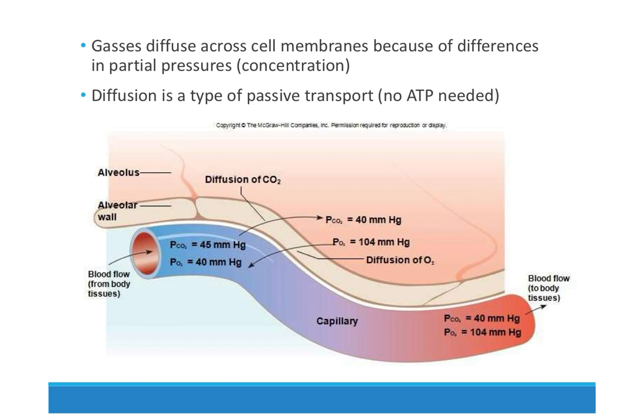They diffuse across cell membranes because of differences in partial pressures. So the partial pressures are creating a concentration gradient, and the gases will move from a higher concentration to a lower concentration by diffusion. Diffusion is a type of passive transport. There is no ATP needed. It'll just happen. And the higher the concentration is, the faster diffusion will occur.